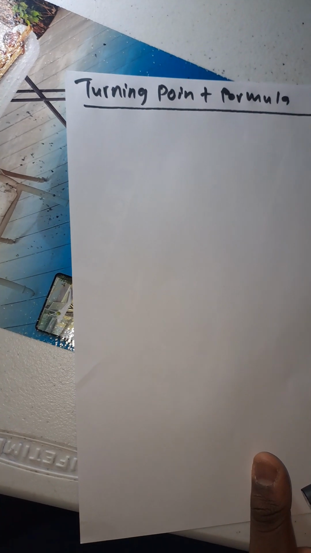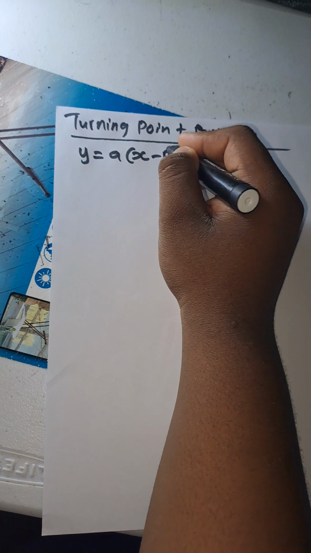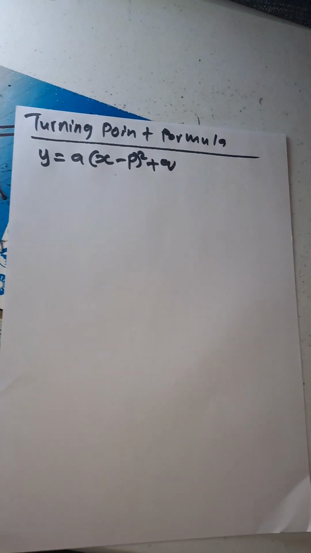Hello everyone. Today we'll be doing the turning point formula. So let's go back to the formula I was telling you about, which is y equals a(x minus p) squared plus q. You have to understand the formula because one mistake is typed because of this negative inside. Yeah, you have to be careful.